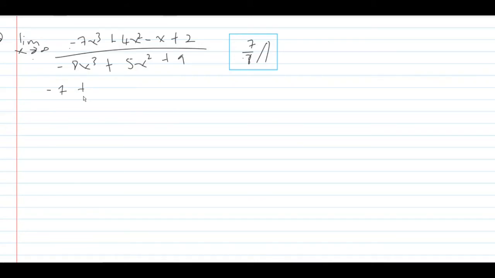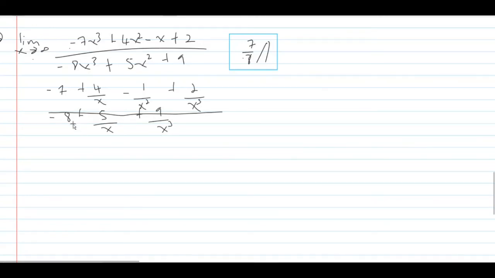I will just be left with 4 over x, right? And this next term will be negative 1 over x squared. The last term will just be 2 over x cubed. And all of that is over negative 8 plus 5 over x plus 9 over x cubed. I'm not liking how this looks, so I'm going to move this down. Okay, so I'm hoping this looks a little better.